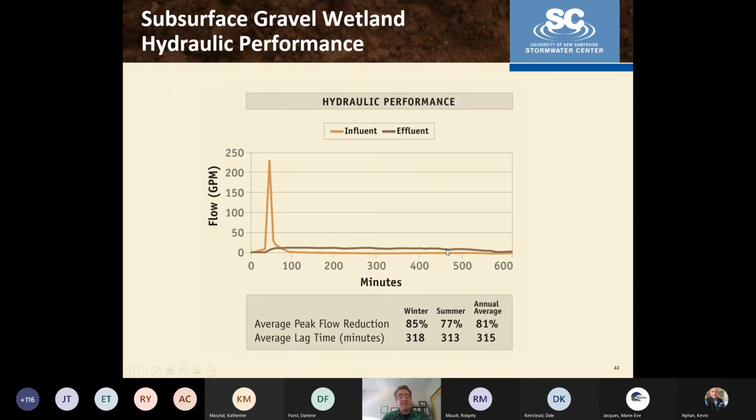Hydraulic performance of these systems is high, and it's because you have a large footprint. You have a small primary orifice control that regulates everything. And so that's what you're seeing here. It's just a subsurface orifice that is metering that flow out constantly over the storm period.